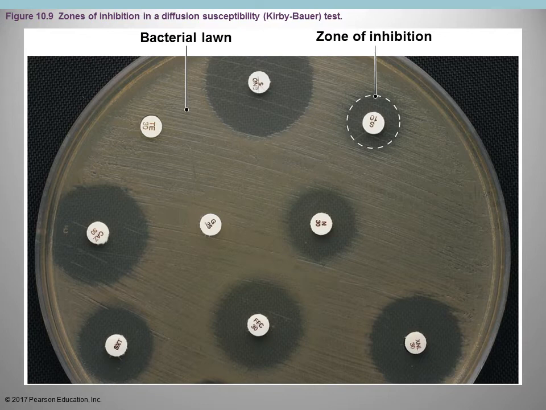Why? How do I know that? Because the zone of inhibition is larger. It prevented the growth of the bacteria to a greater degree. So you can compare, number one, what inhibited growth, what did not. If it did inhibit growth, compare those zones of inhibition. How large is it? The larger the zone, the more effective it is.